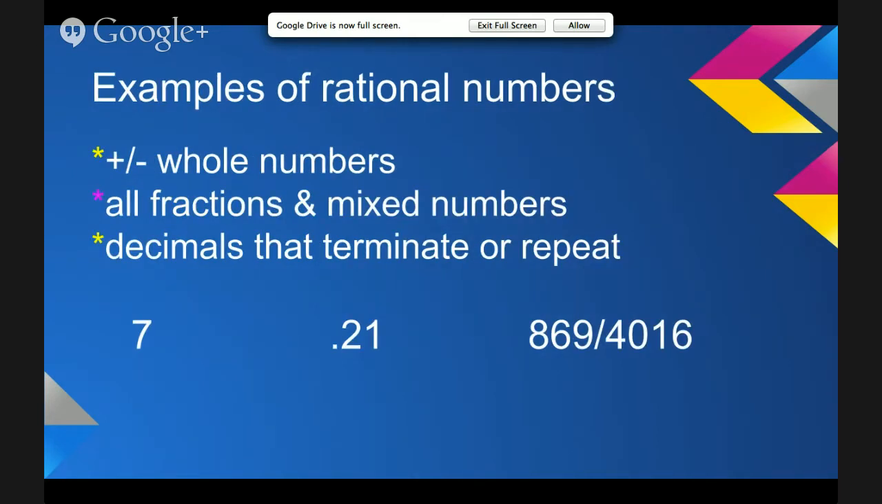Let's go over some examples of rational numbers. Generally, when you see a rational number, it's going to be a positive or negative whole number. All fractions and mixed numbers are considered rational numbers, and decimals that terminate or repeat are also considered rational numbers. So 7 is a positive whole number. 0.21 can be written as 21 over 100, which is a fraction. And 869 over 4016 is also a rational number because it is a fraction.